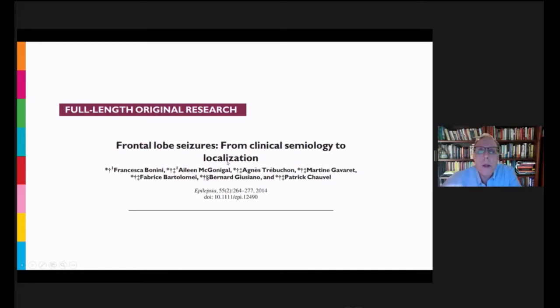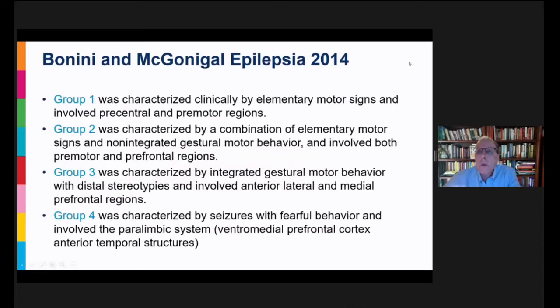This is the paper that Munari was referring to, a fairly classic paper, a very good paper by Francesca Bonini and Aileen McGonigal. They looked at four different types. There are the elementary motor signs, which typically involve the precentral and premotor regions, like clonic jerking of a distal or proximal limb. Group two involves two motor regions, elementary motor signs, non-integrated. Typically they're unnatural postures, as we see with SMA, asymmetric tonic posturing, abrupt in onset.